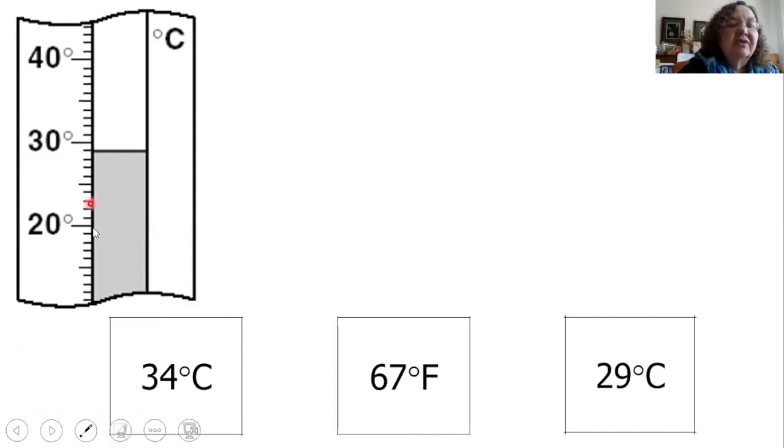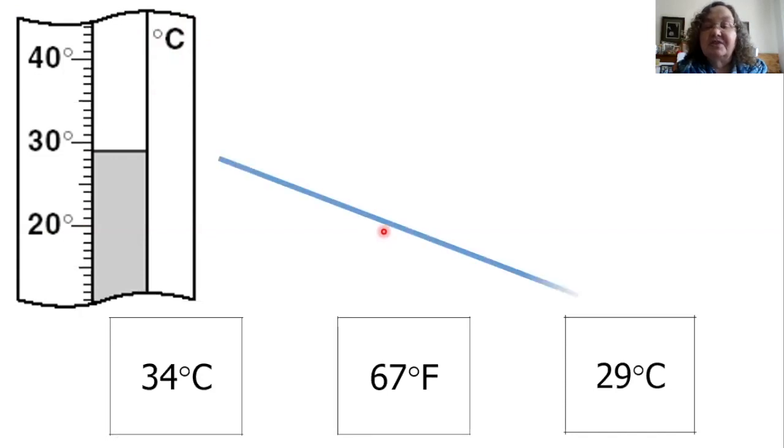You think it's by ones or by twos? Let's try. 1, 2, 3, 4, 5, 6, 7, 8, 9, 10. Oh, I see it's in ones, increments of 1. I also need to pay attention to the unit. It is in Celsius. So now, what do you think the temperature is on this thermometer? Point to it. Did you say 29 degrees Celsius?